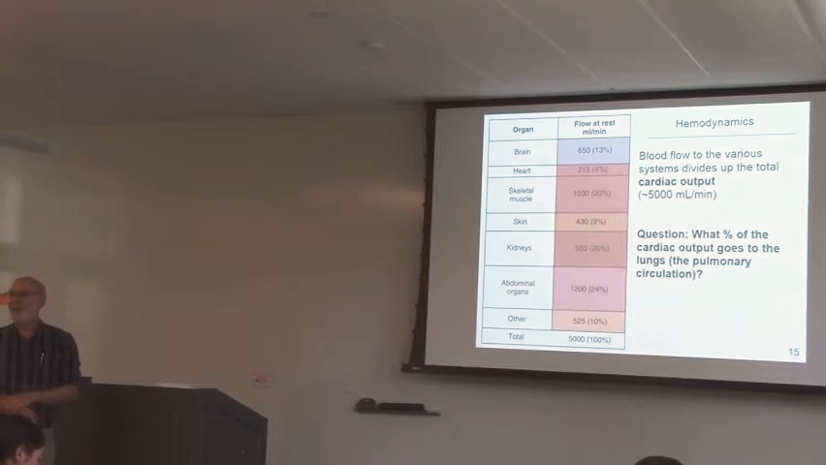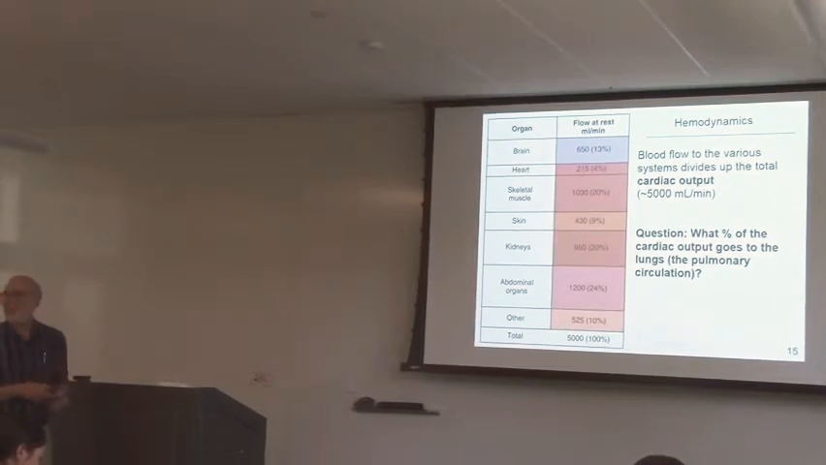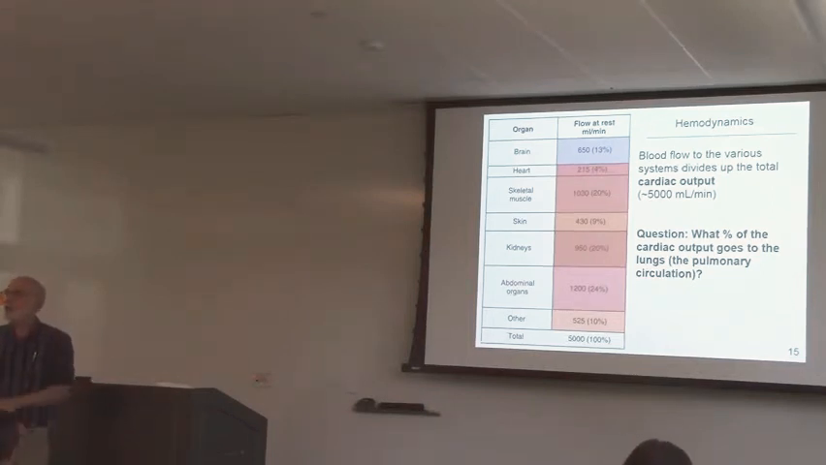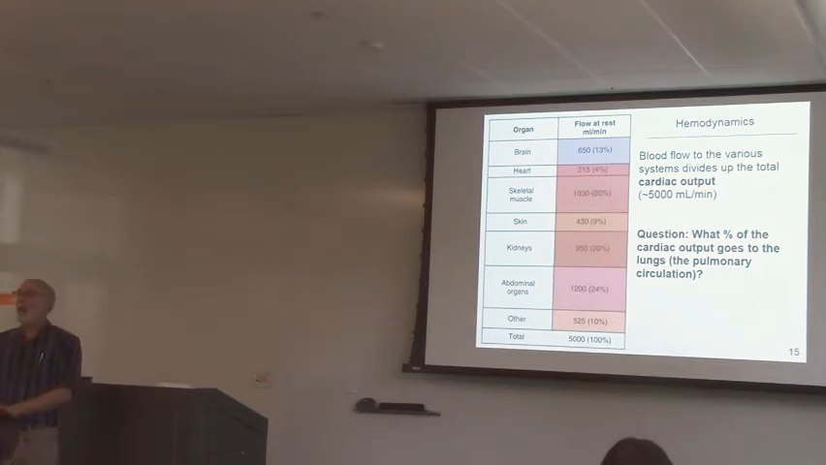First-year medical students often get tripped up by this question because they've memorized all these numbers. They've memorized 20%, they've memorized 9% going to the skin. They've memorized the numbers. But then you ask them a question like, okay, what's the answer to a question that you didn't memorize? 100% of the cardiac output goes to the pulmonary circulation.